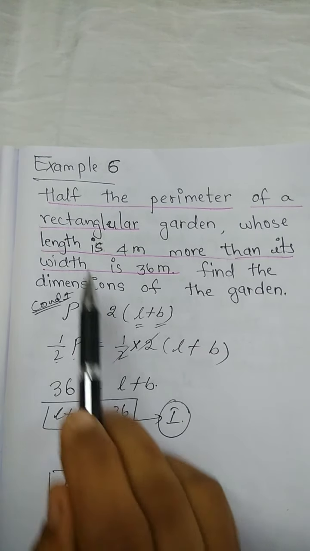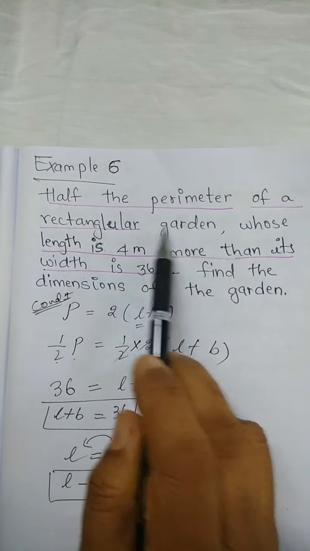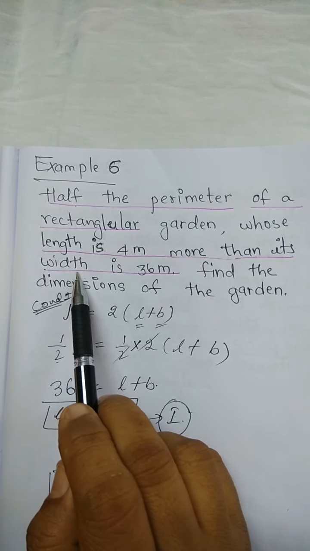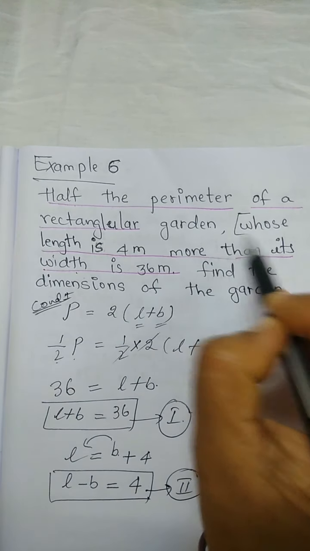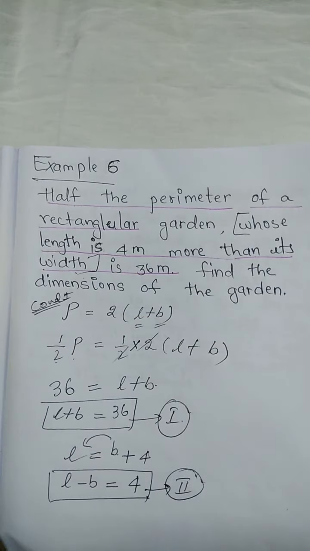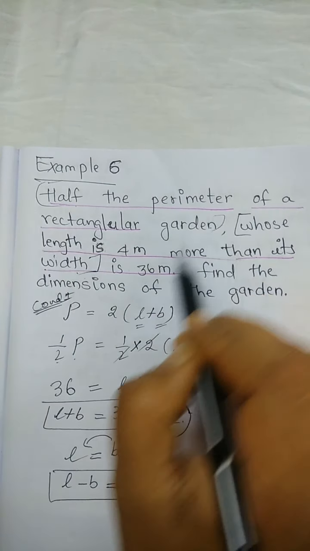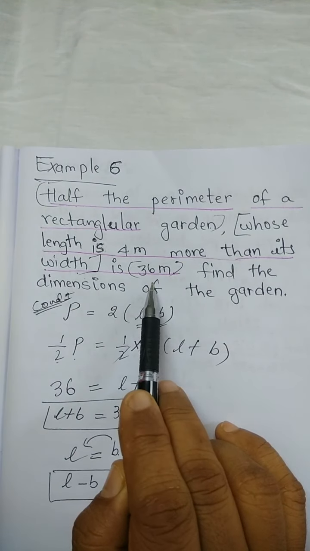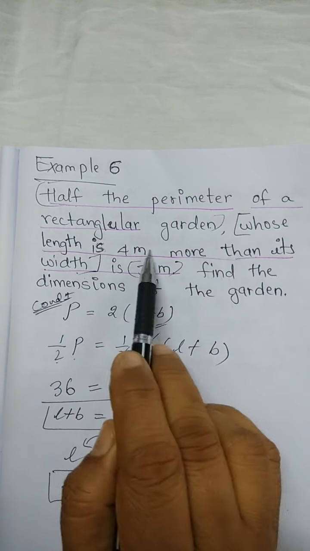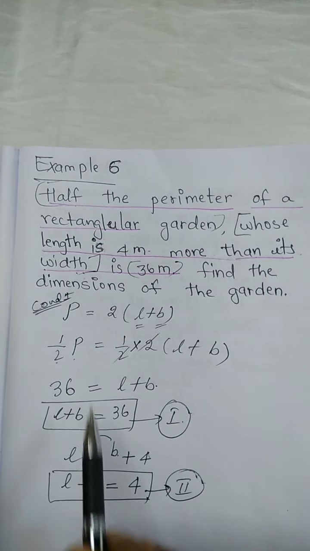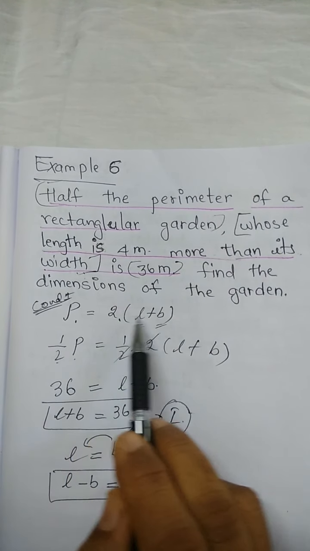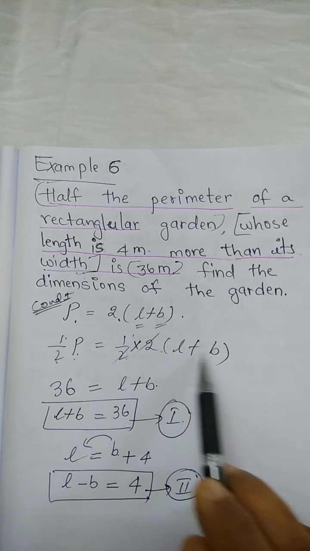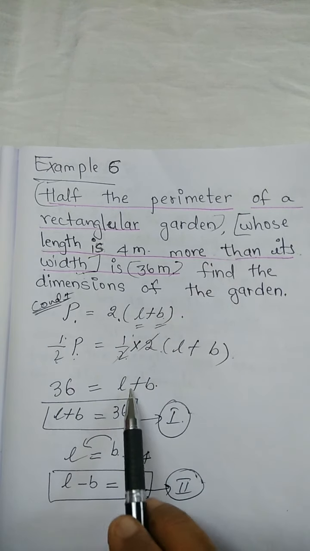Understood? Let me read the question again. Half the perimeter of a rectangular garden whose length is 4 meter more than its width is 36. One condition, and this is another condition. Half of the perimeter of a rectangular garden is 36 and length is 4 more than its width. So perimeter of a rectangular garden is twice L plus B, and half the perimeter will be half of twice L plus B. You cancel out 2, you will get L plus B.